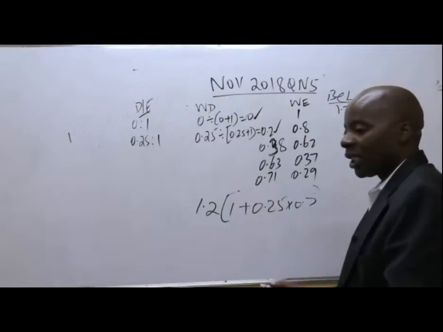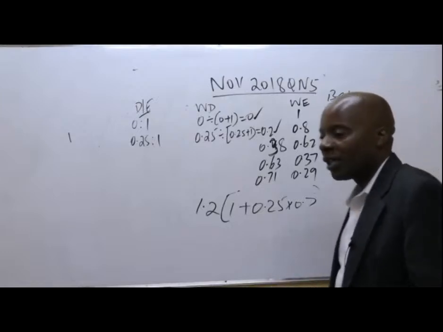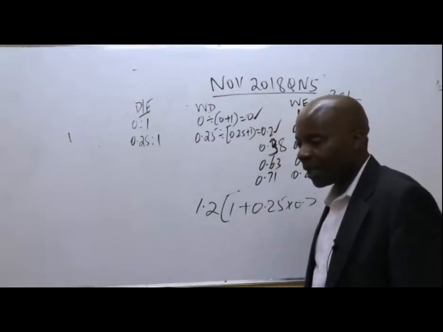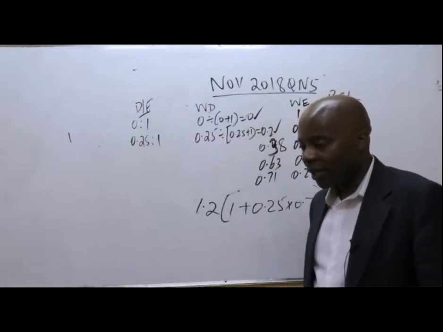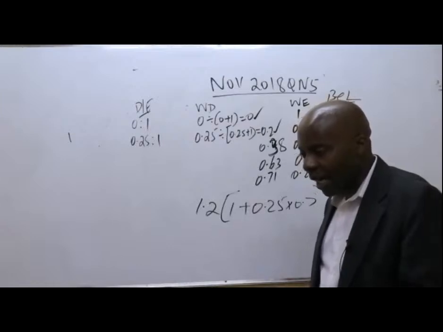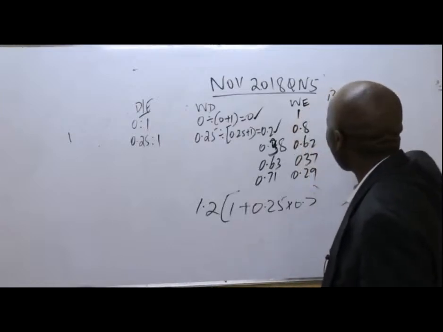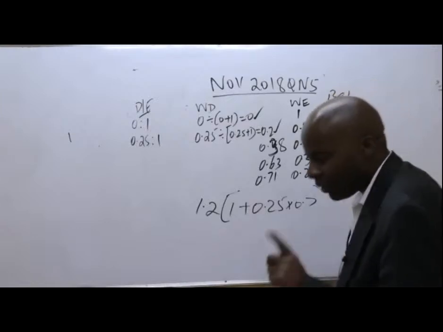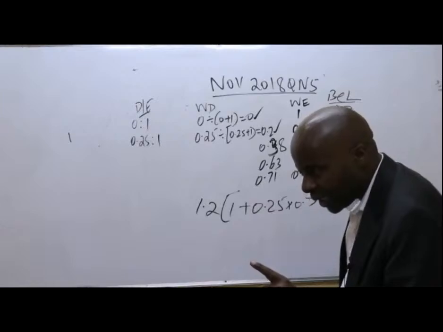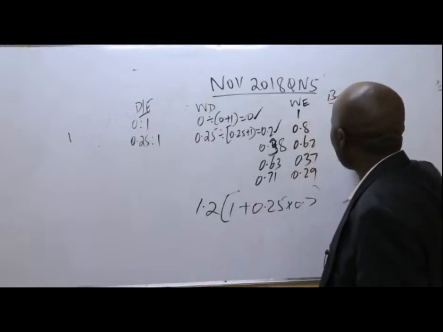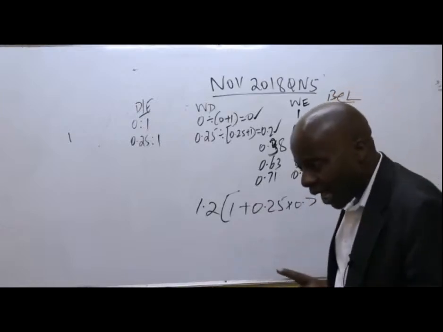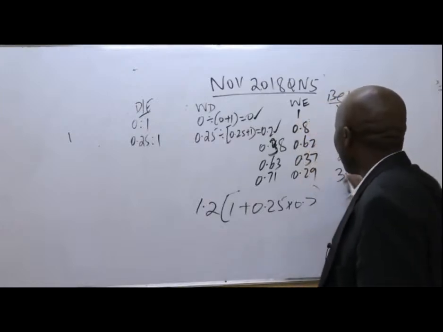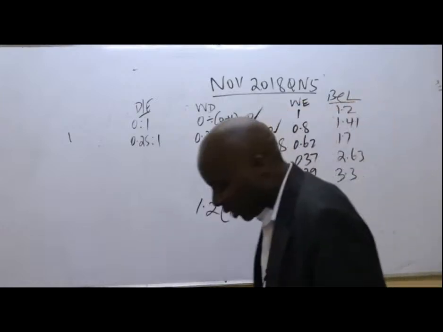The second one, kindly give me the second figure. What do we have here? I can see a good student here, Malim, has given me the second one as 1.41. How about the third one from Malim again? 1.7. And then now we have 2.63. And then the last one, according to Malim, is supposed to be 3.3. Thank you very much.